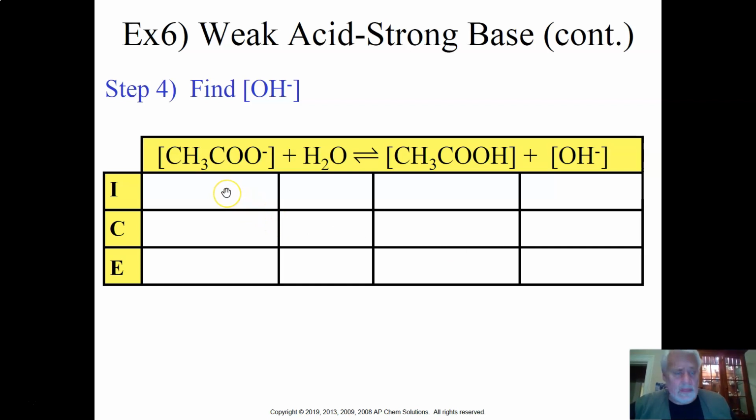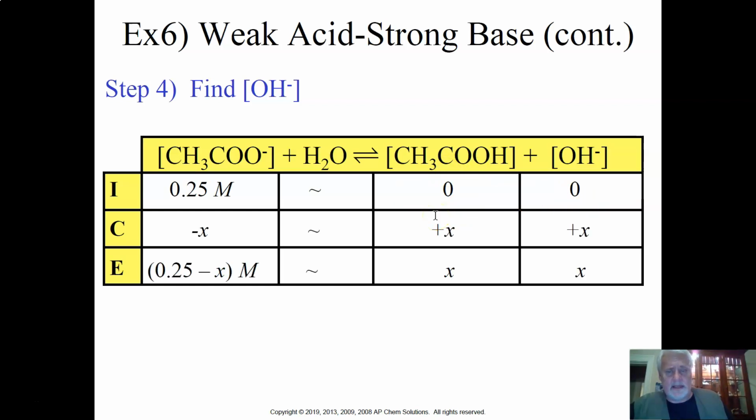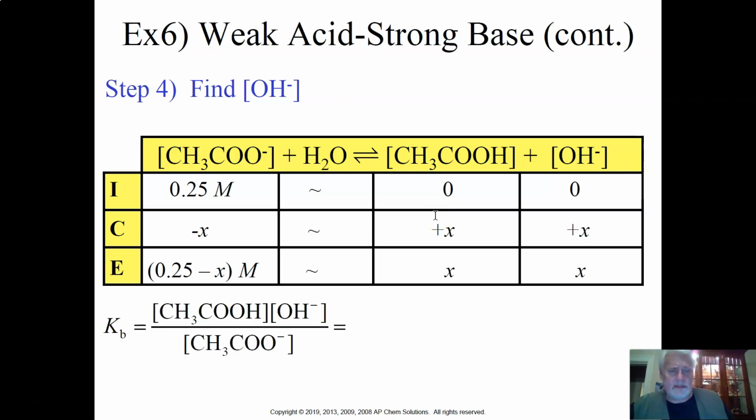So let's go right from the number that we just calculated in, I believe it was step 1. 0.25 molar is the acetate. The water, you don't need that, and it's not going to have any effect on the reaction. You can't talk about a concentration of pure water. So these are both 0 at the beginning, and then you got your minus x plus x, and of course the equilibrium concentrations. This is going to look and feel very familiar to you.